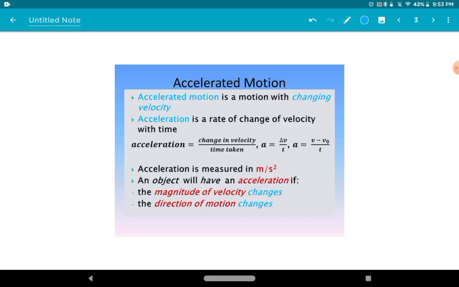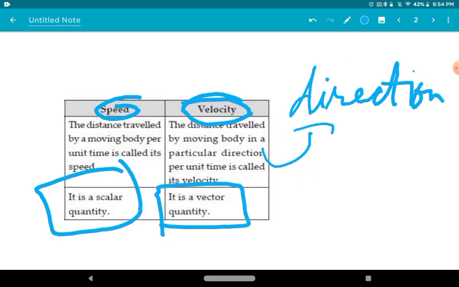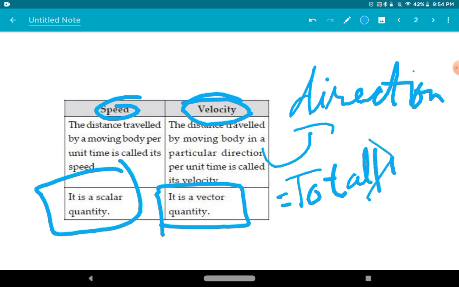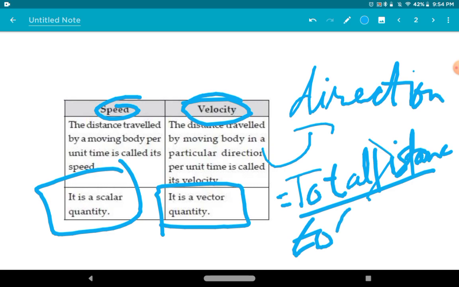So now, how to find speed? For finding average speed, our formula is total distance upon total time.